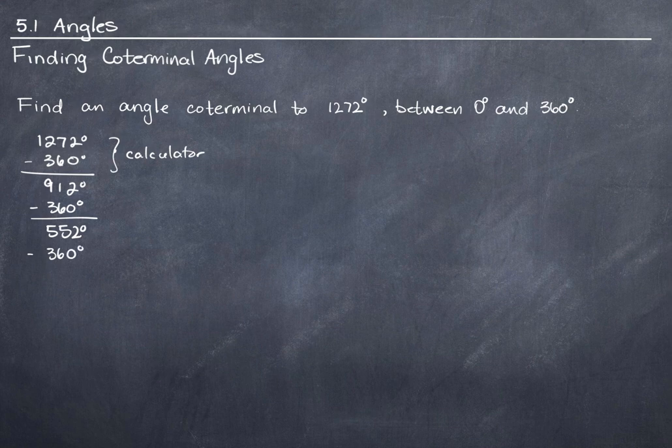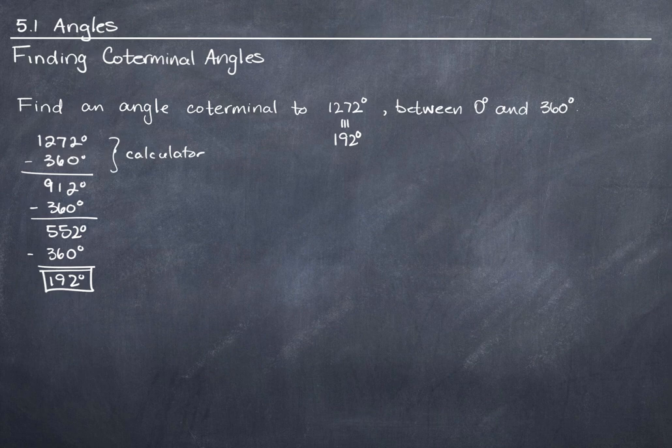And I'll get 192. And this is between 0 and 360, so that's my answer. 192 degrees is coterminal to 1272 degrees. And I had to subtract 360 3 times to get there, but it was easy to do. I just did it on my calculator.